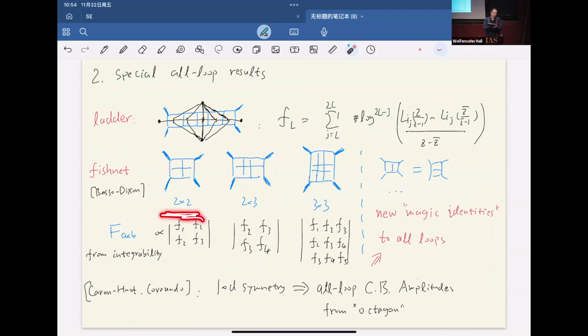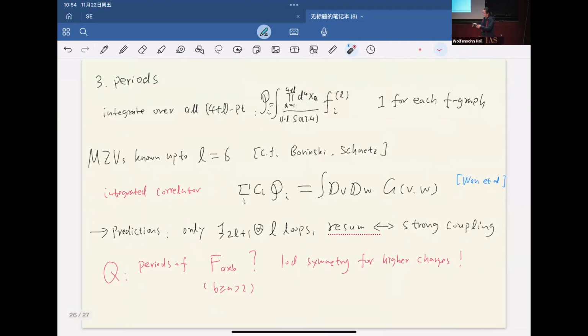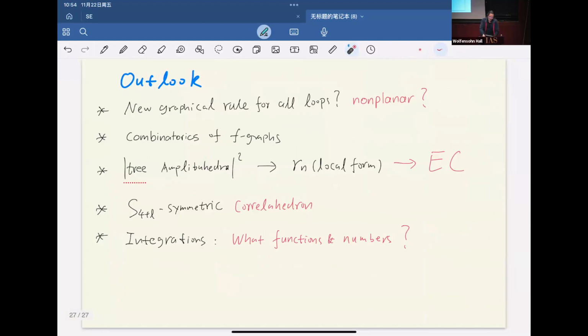But for 2 by 2, you can also show that it's zeta 2L plus 1. But starting at 3 by 3, nobody knows the periods of all these very nice fishnet graphs. Okay, so that's all I want to say.